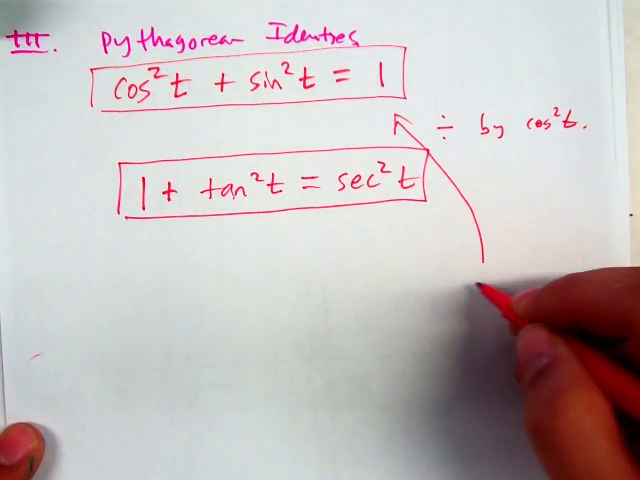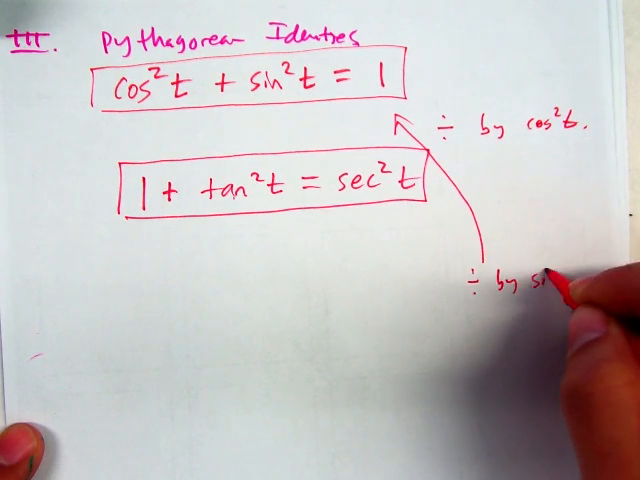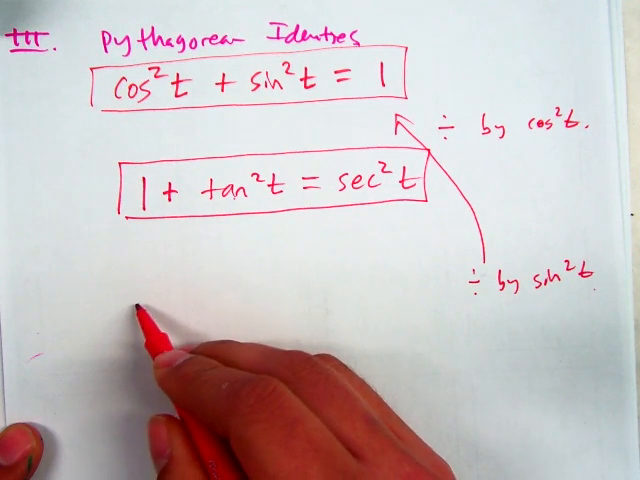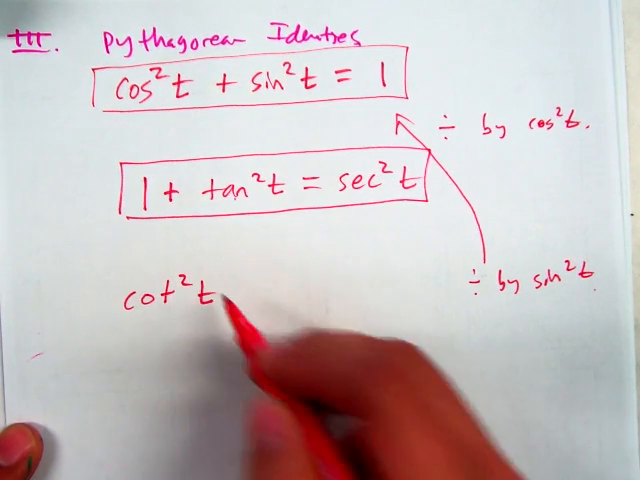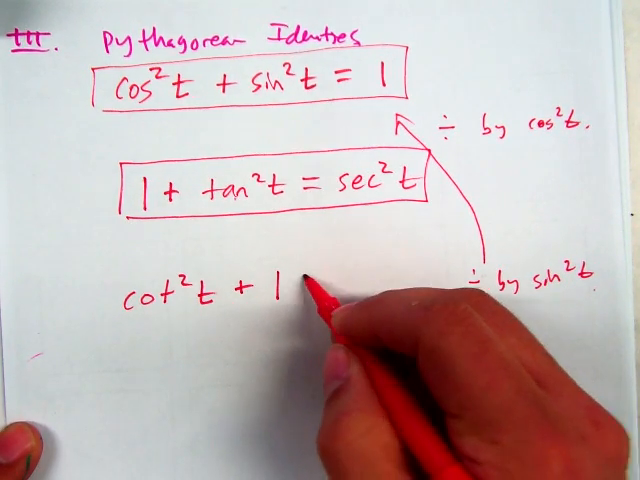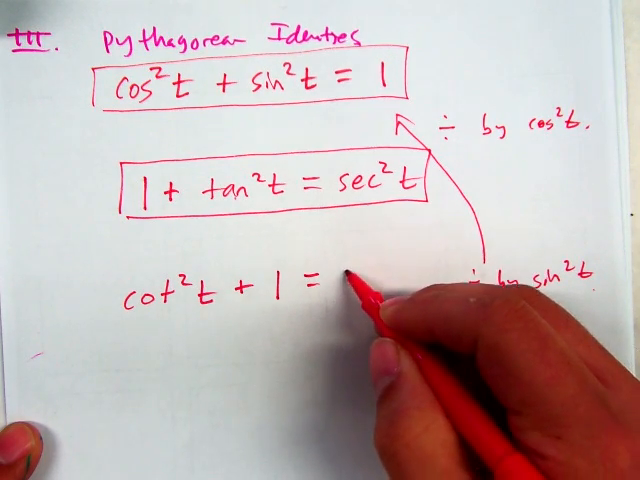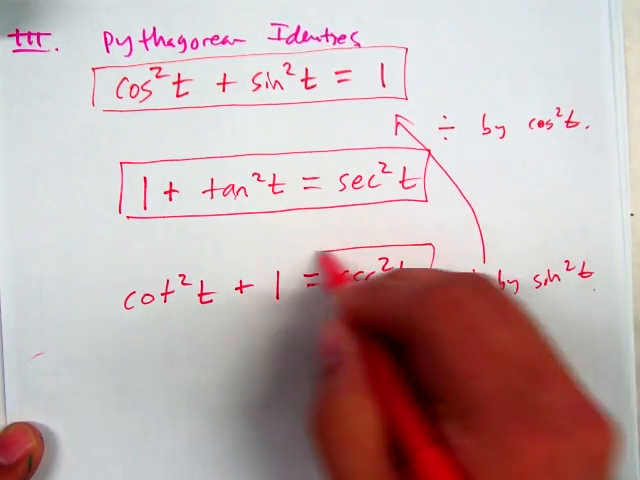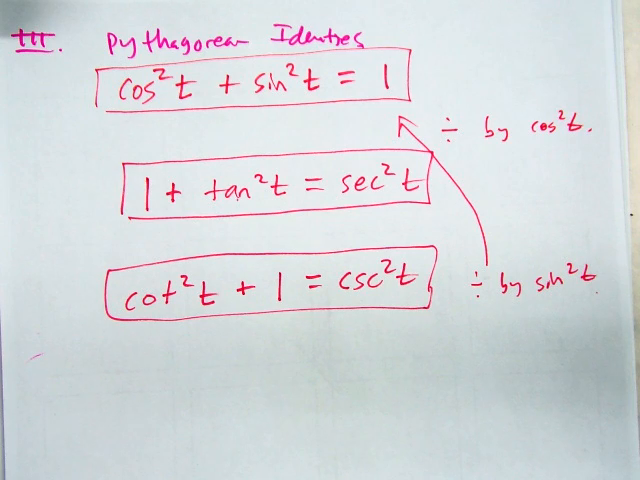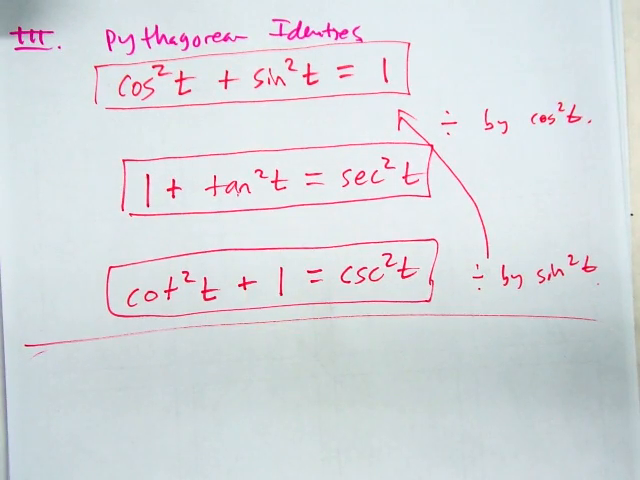Divide by sine squared. Go back to the original big one and divide by sine squared. So now what's cosine squared divided by sine squared? Cotangent squared, very good. Plus, what's sine squared over sine squared? 1. And then 1 divided by sine squared is cosecant squared. Good. So these are the three Pythagorean identities. That's it. Any questions on how we got all three of them? That's it for this section.